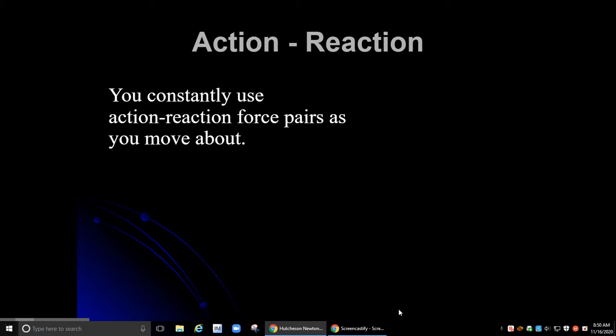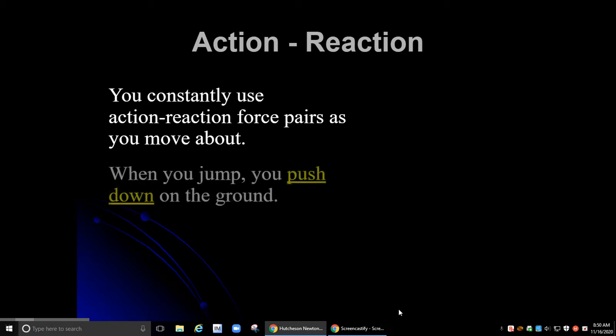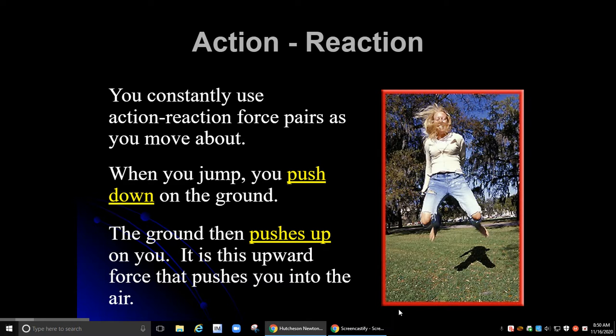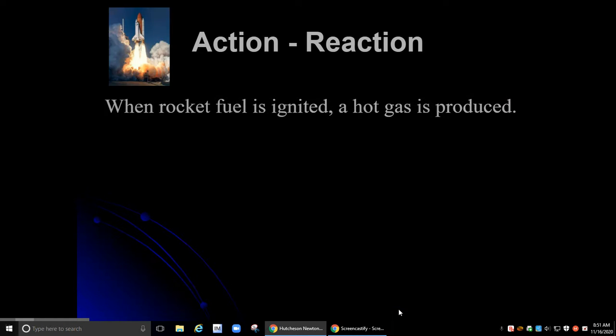We constantly use action-reaction force pairs as we move about. When you jump, you push down on the ground, and then the ground pushes up on you. It is this upward force that pushes you into the air. So all of our energy when we jump is directed downward towards the earth. But our reaction to that force is upward, which means that we are pushing on the earth, but the earth is pushing back up on us.